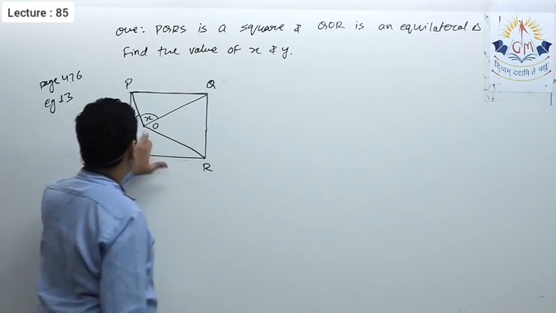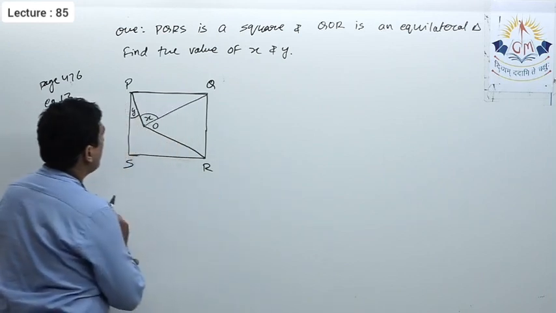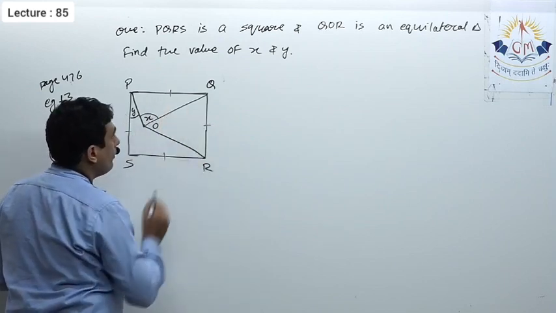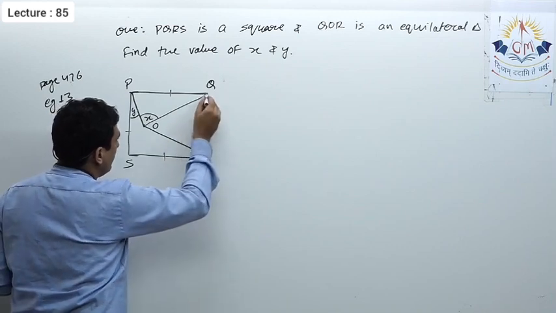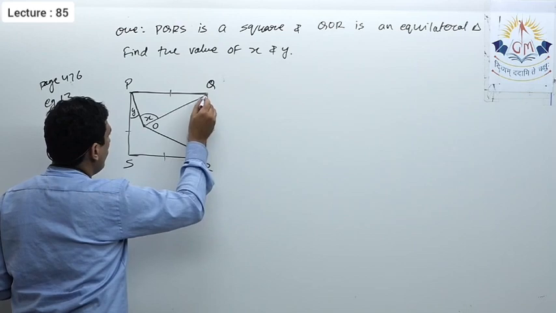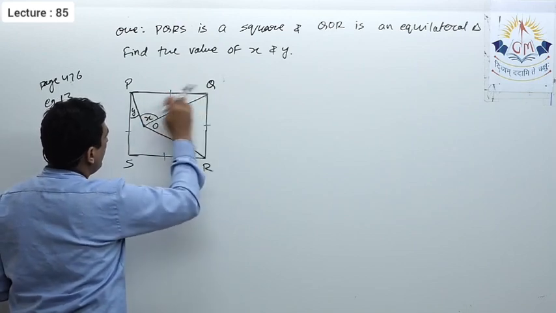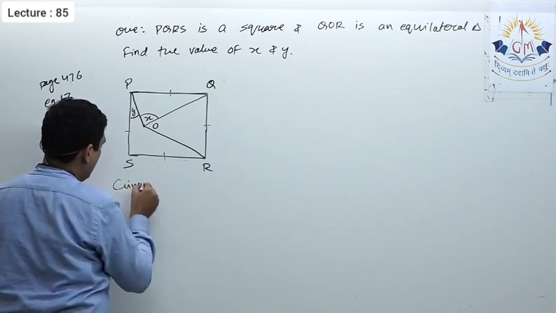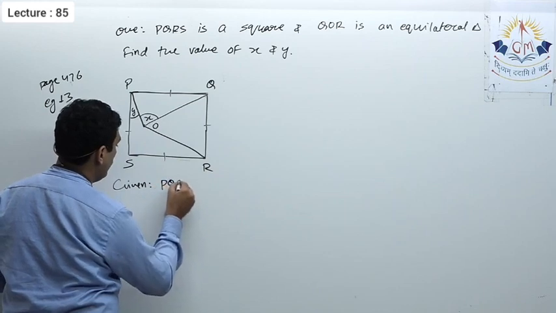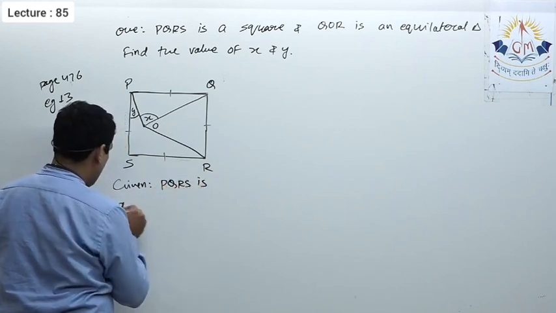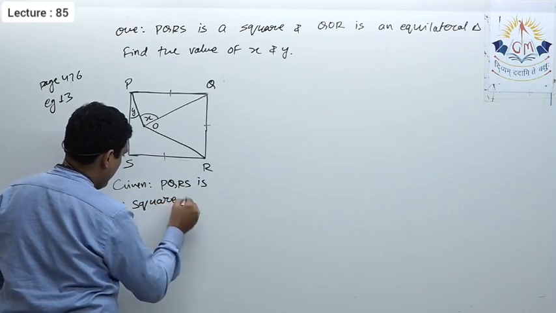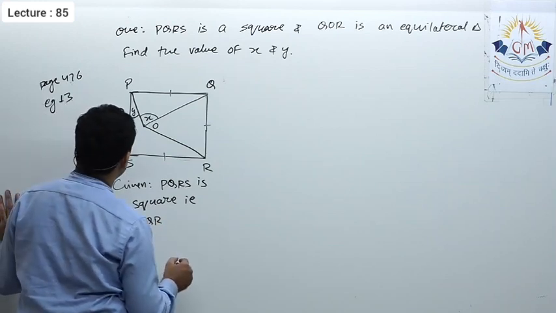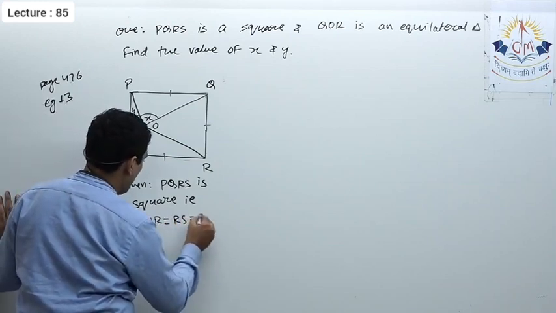Okay, let us see how to solve this. First of all, it is given that it is a square, so all sides are equal. Also it is given QOR is an equilateral triangle. That means QR must be equal to OQ, and OQ must be equal to PQ because PQ and QR are already equal. So what we are given: PQRS is a square, that is PQ is equal to QR is equal to RS is equal to SP.